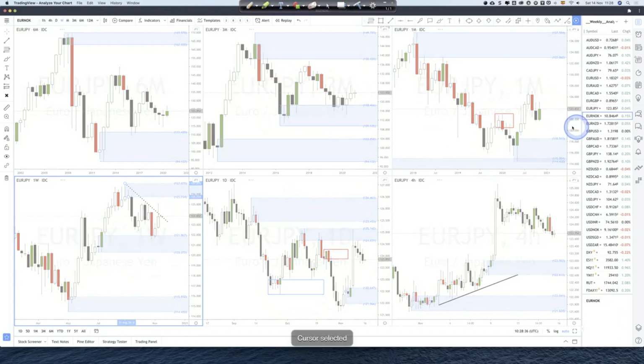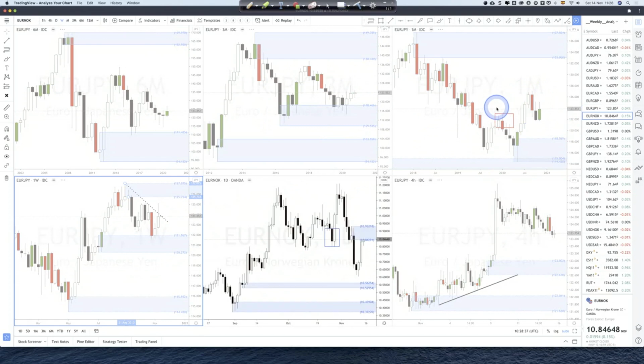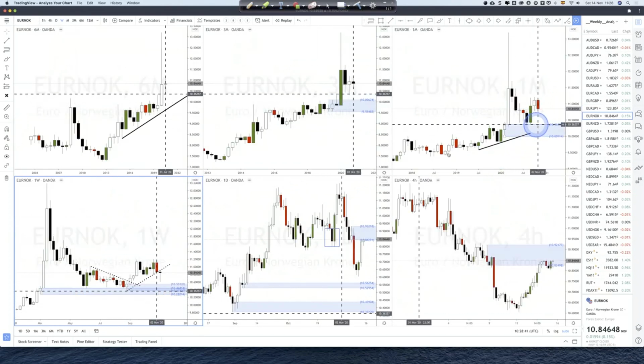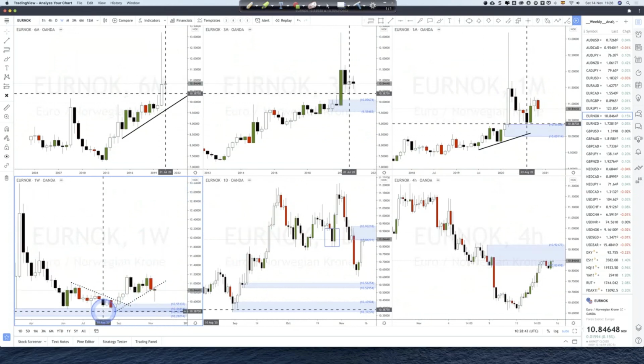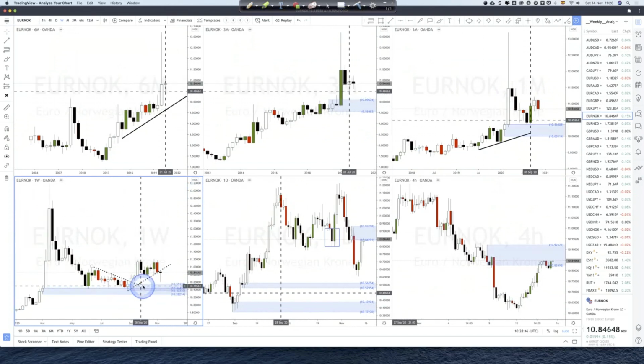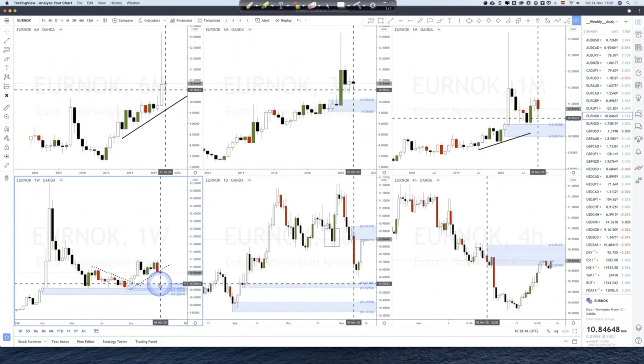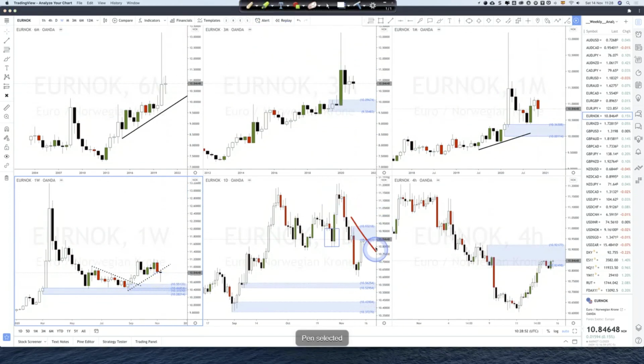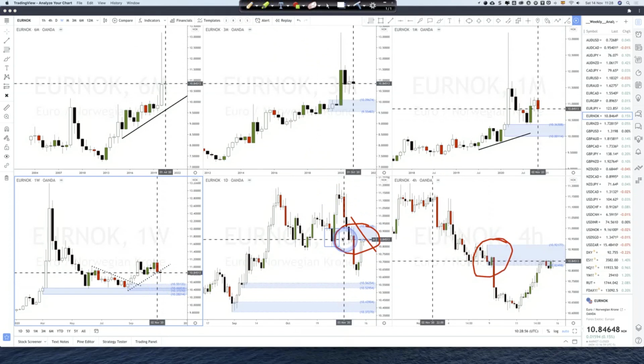Like I said, Euro NOK. Euro versus Norwegian krone. Monthly uptrend, demand in control. Weekly uptrend, weekly out of alignment now. Weekly price almost reached the weekly area of demand. Longs if new areas of demand are created, but we have this area of supply in control on both the daily and the 4 hour.